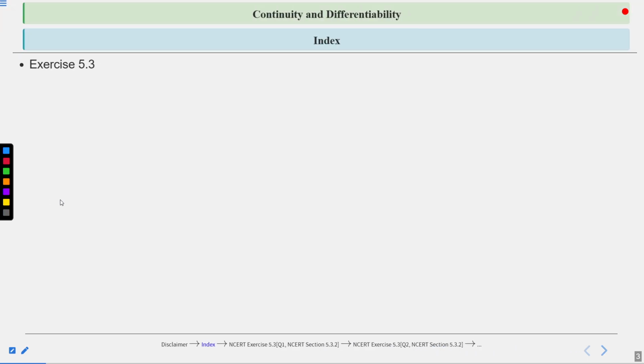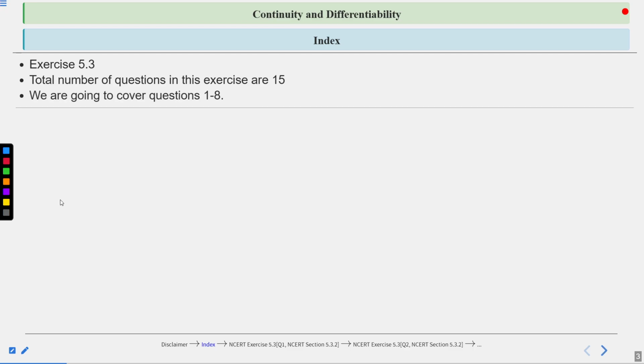So, in continuity and differentiability, we will cover NCERT exercise 5.3. The total number of questions in this exercise is 15, but we are going to cover questions 1 to 8 in this lecture.